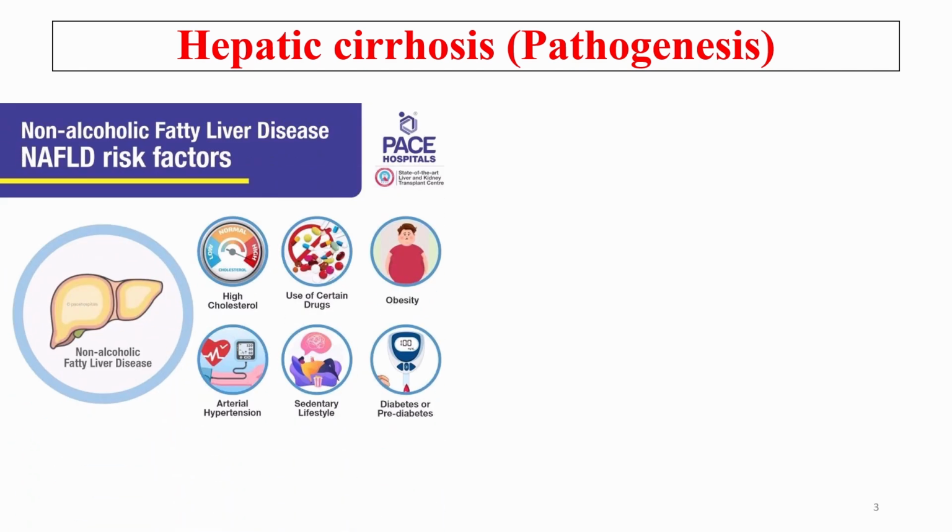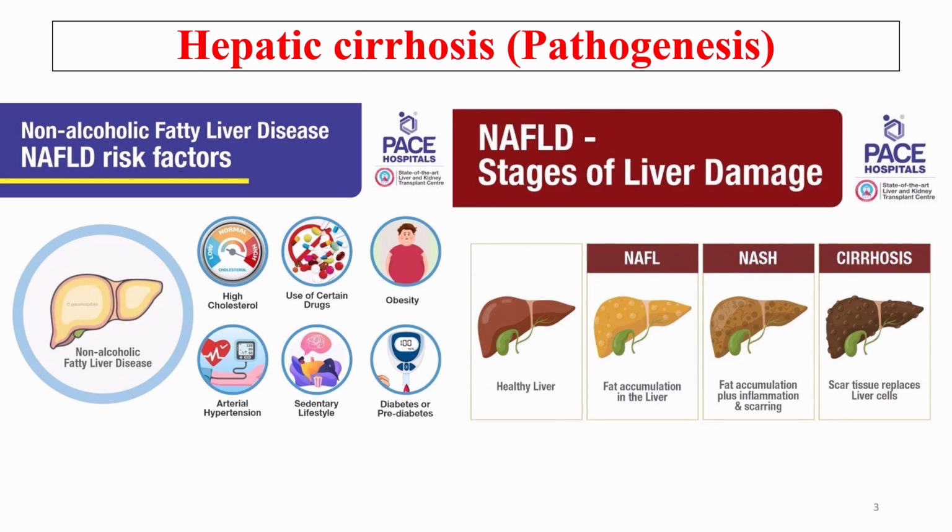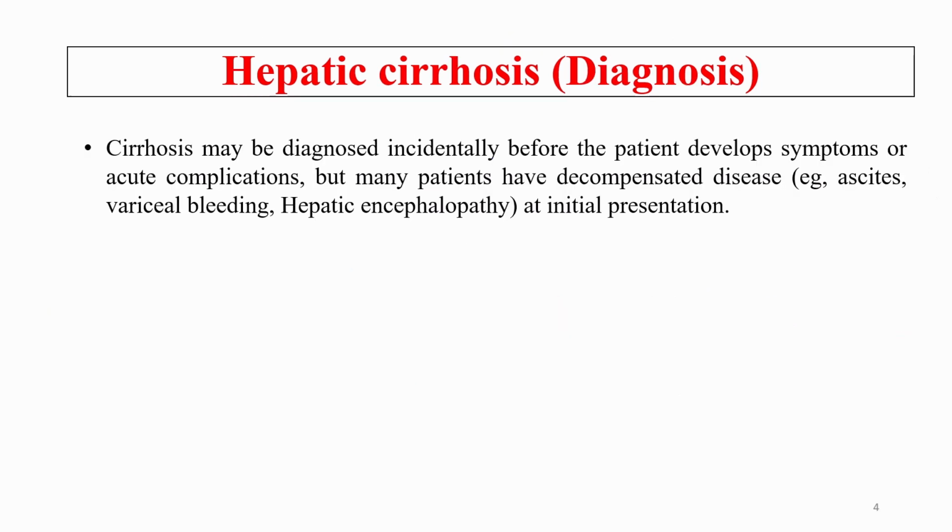Each of these conditions has a unique pathogenesis, but they all lead to chronic inflammation, fibrosis, and architectural distortion of the liver. Regardless of the root cause, the endpoint remains the same: irreversible scarring and compromised liver function. Cirrhosis may be diagnosed even before symptoms appear, often during imaging for unrelated issues. But in many cases, patients present with decompensated disease, showing complications like ascites, variceal bleeding, or hepatic encephalopathy.